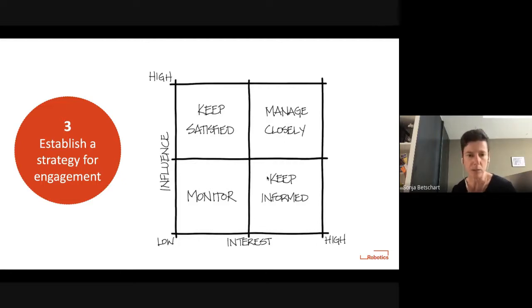Let's start with the ones who have high influence and high interest. That's the upper right corner. These are the stakeholders that you want to manage very closely, and that's a universal good practice, because they're the most important stakeholders for your work or project. They have the highest interest, they also have a high influence, so they can influence the outcomes very drastically. So you want to closely engage and manage these stakeholders.